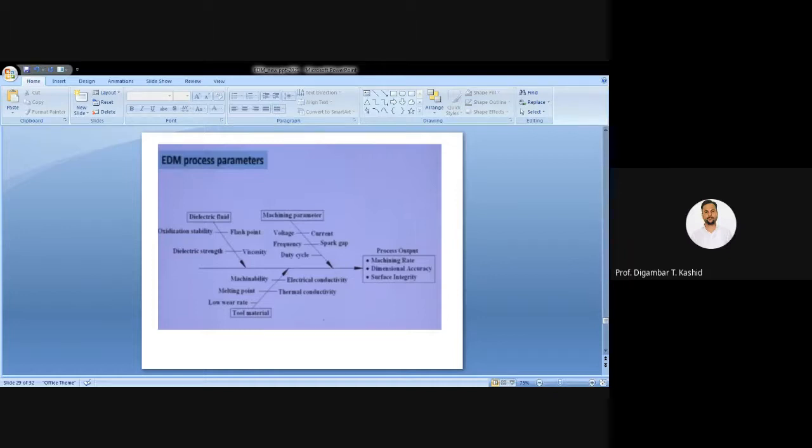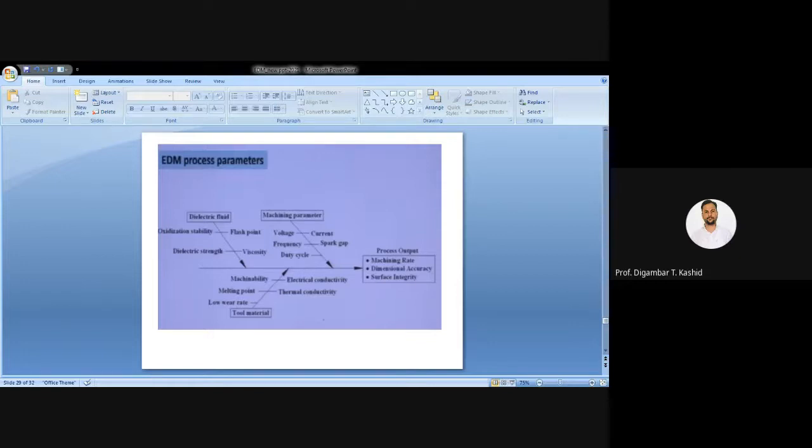Then we have the tool material. In the tool material, machinability, melting point, wear rate, electrical conductivity, and thermal conductivity are also parameters of this EDM process which will affect its performance. Now, how do we evaluate the performance? That means, what are the outputs? The outputs of this EDM process are the material removal rate, which we can also call machining rate, then machining accuracy and surface integrity. These are the different output parameters for this EDM process.